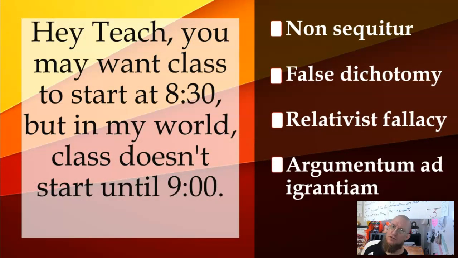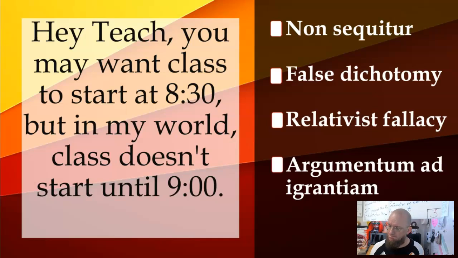All right, so here's our first example. "Hey, teach, you may want class to start at 8:30, but in my world, class doesn't start until 9." Which of these is it? Non sequitur, false dichotomy, relativist fallacy, or argumentum ad ignorantum? What is a non sequitur? Remember I said this was related to the word sequence, going in order. What comes before and then what goes after follows it.